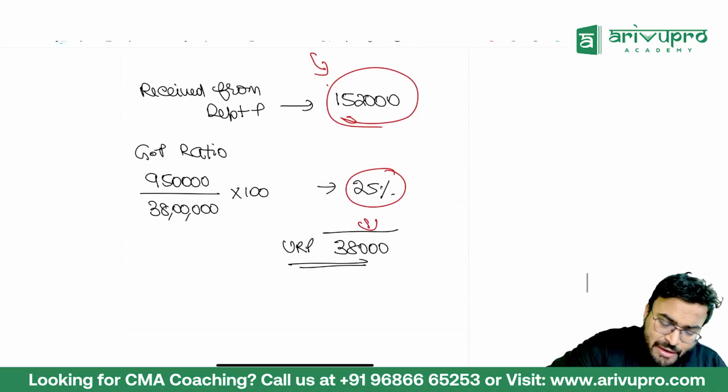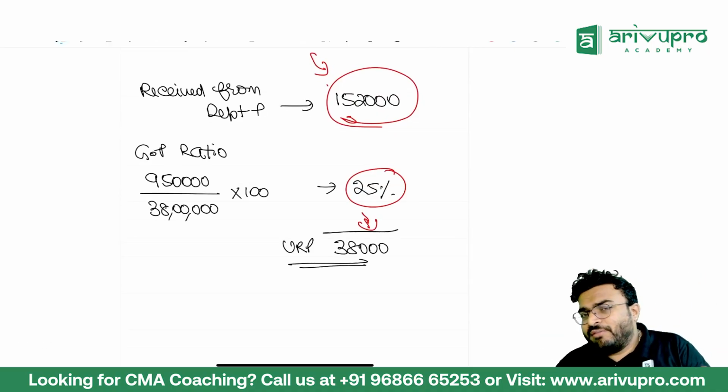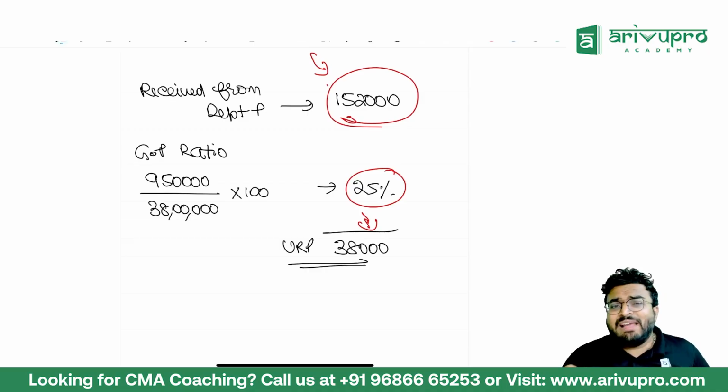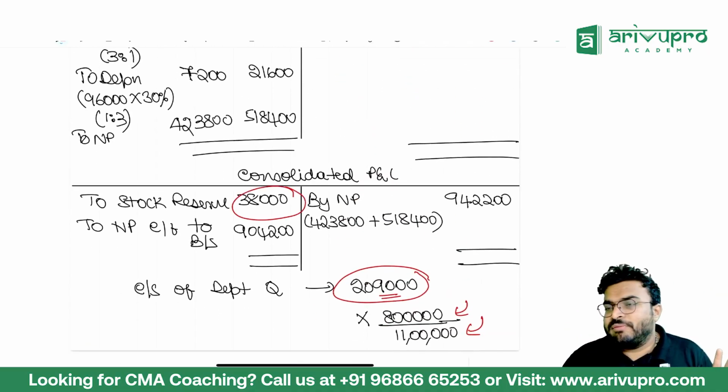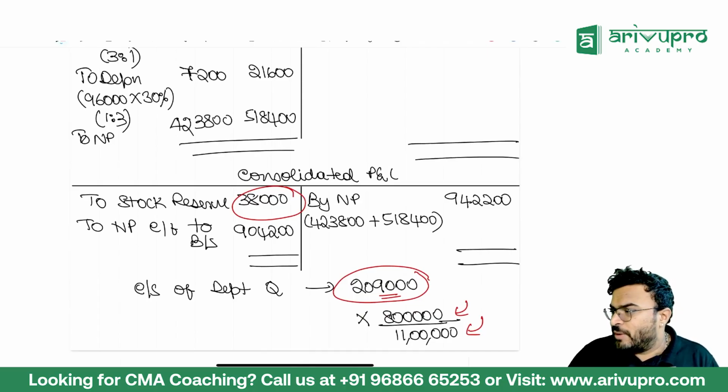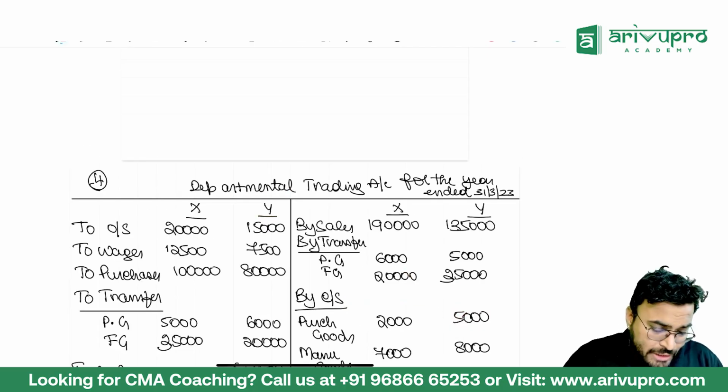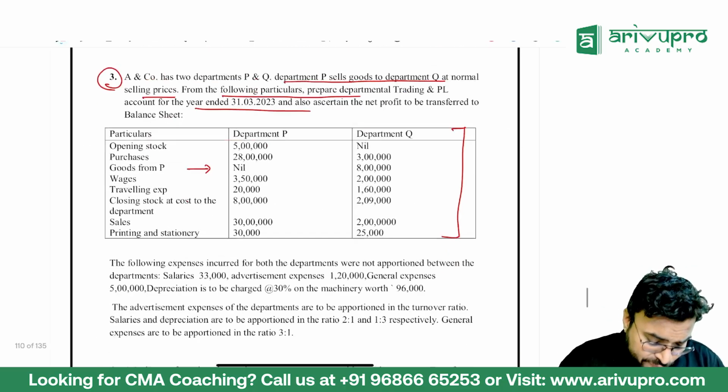Multiply and you will get the gross profit. When you multiply by the gross profit ratio, you will get the unrealized profit. P&L account should be debited to stock reserve. Clear? This should be the situation. Okay, next we'll go into question number 4.